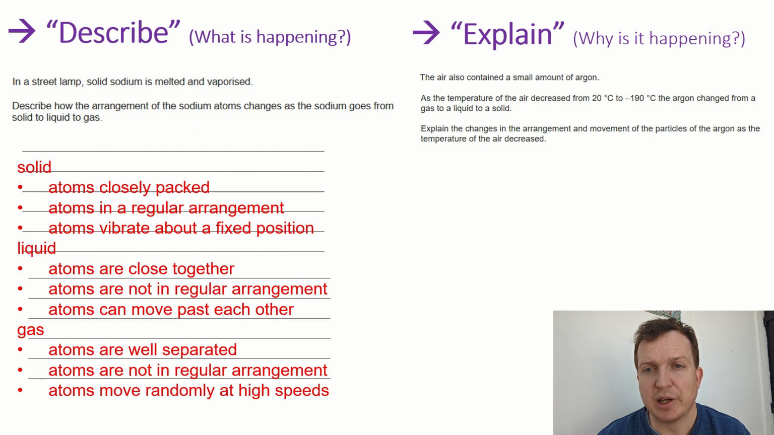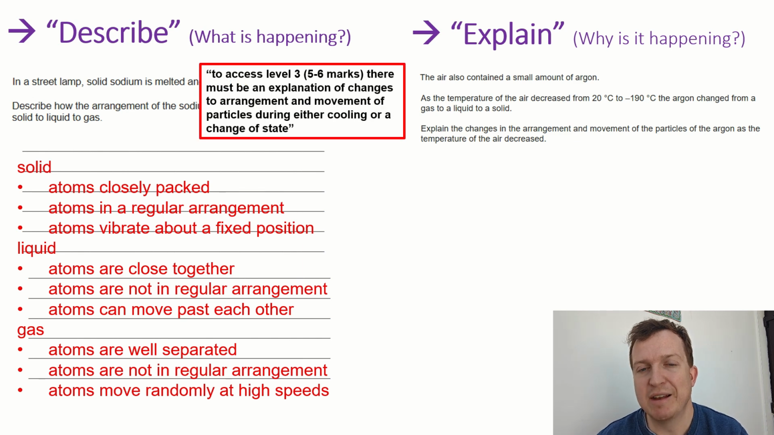The next question we're going to look at, the explain question. I'm just going to show you one of the parts of the mark scheme that talks about what you need to do to get level 3 or 5 to 6 marks. It really, really clearly says it must be an attempt at an explanation of the changes that happen inside the part with the particles.